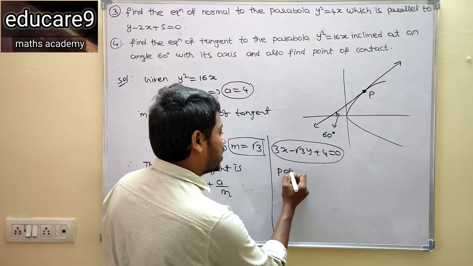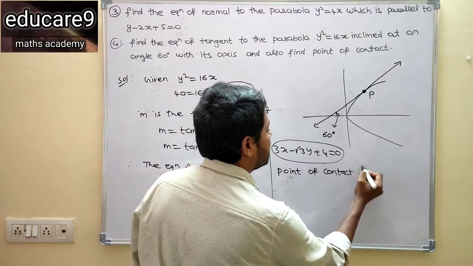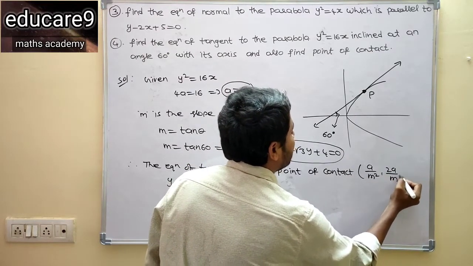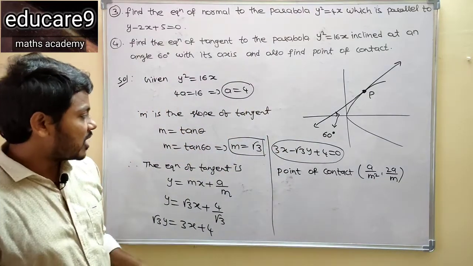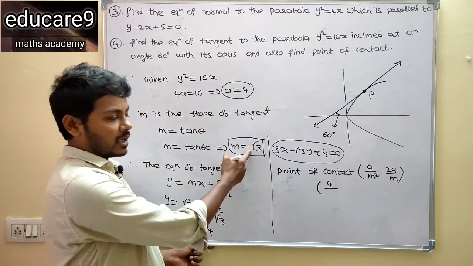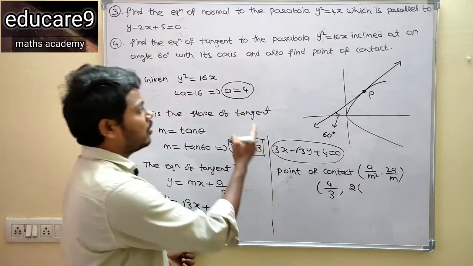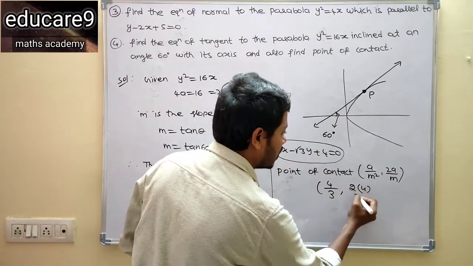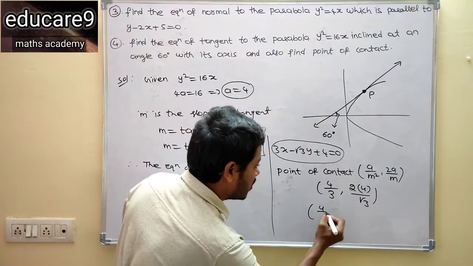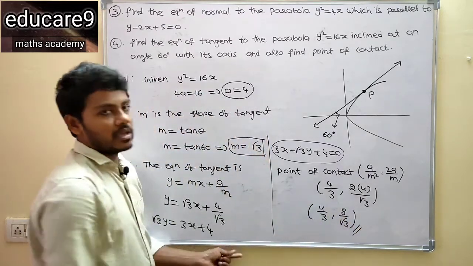Now find the point of contact. So here you know the point of contact formula. Point of contact is a by m square comma 2a by m. So what is the value of a? 4. 4 by m square, root 3 whole square, that is 4 by 3, into 2 into a, 4 by root 3. So point of contact is what? 4 by 3 comma 8 by root 3. So this is the required answer.